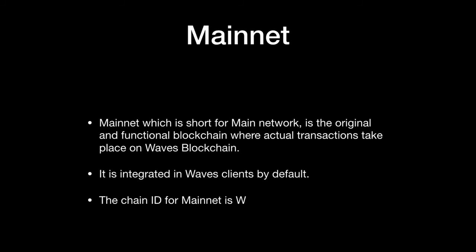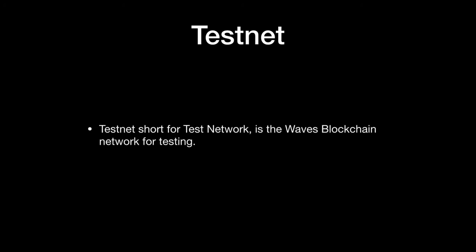Let's look at the next Waves blockchain network, which is the Testnet. The Testnet, which is short for test network, is the Waves blockchain network for testing. So it's a blockchain network for Waves developers, or developers that are building on Waves. If you have a smart contract, the very first place you test it is on the Testnet, before you move it up to the Mainnet, which will make it available to the general public, or the general users of the Waves platform. It has a chain ID of T.